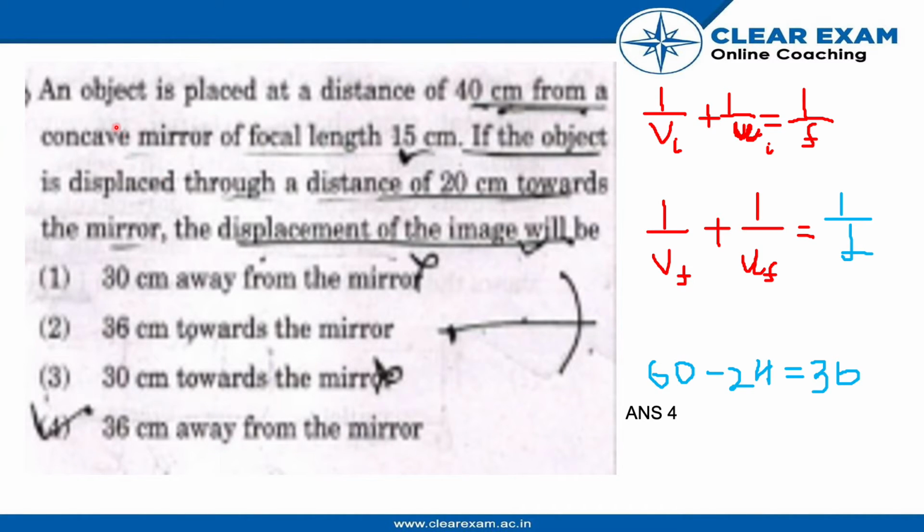Hello, so the next question is: an object is placed at a distance of 40 cm from a concave mirror of focal length 15 cm. If the object is displaced through a distance of 20 cm towards the mirror, the displacement of the image will be: 30 cm away from the mirror, 36 cm towards the mirror, 30 cm towards the mirror, or 36 cm away from the mirror. So the correct answer for this question is the fourth one.